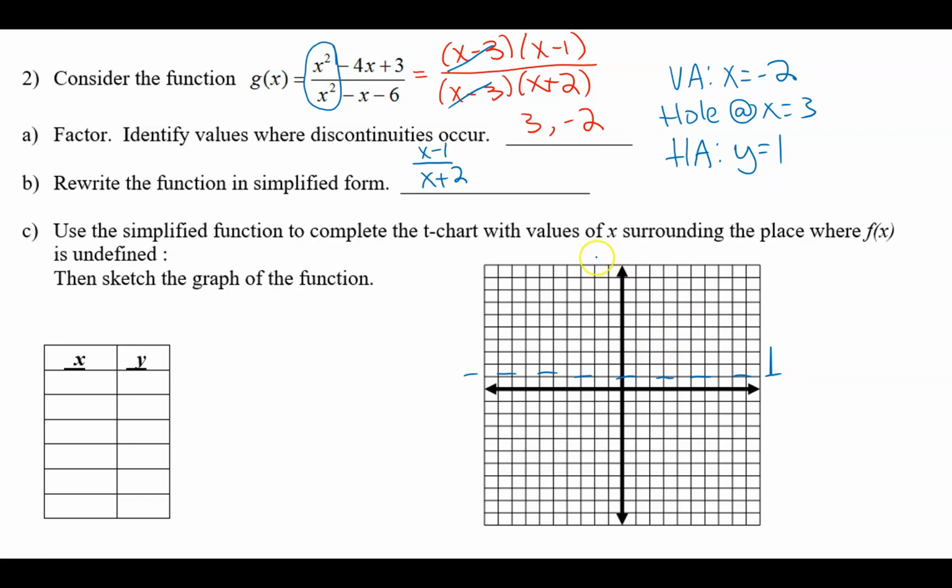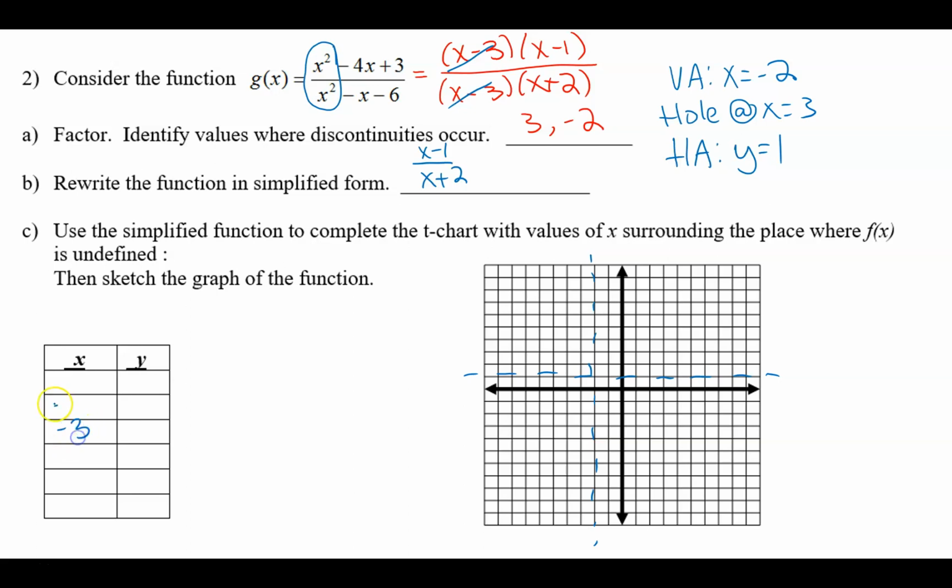draw my asymptotes. Here's y is 1. Here's where x is -2. I can't graph my hole yet. I will make sure I mark that, though, when I do my curves. All right, so now let's make us a t-table. Let's go a little bit below and a little bit above that -2.